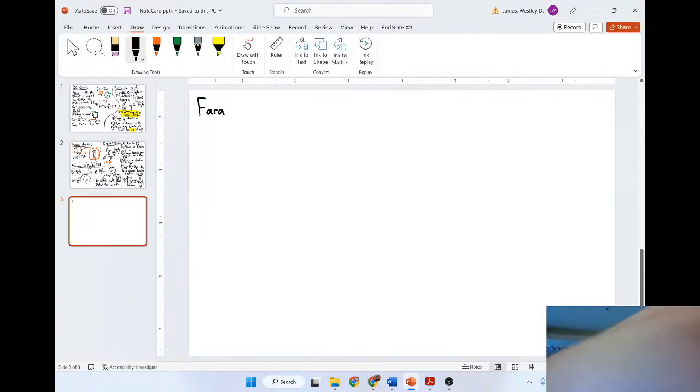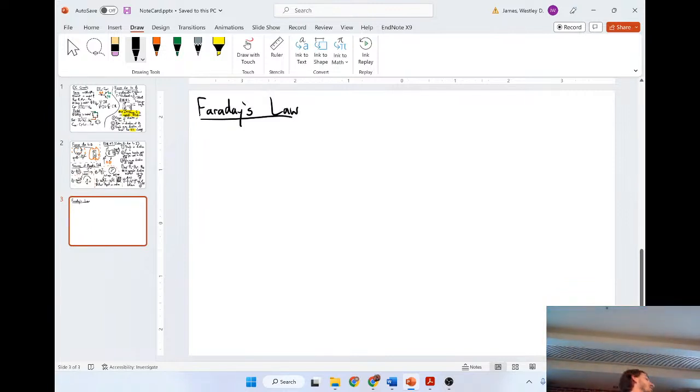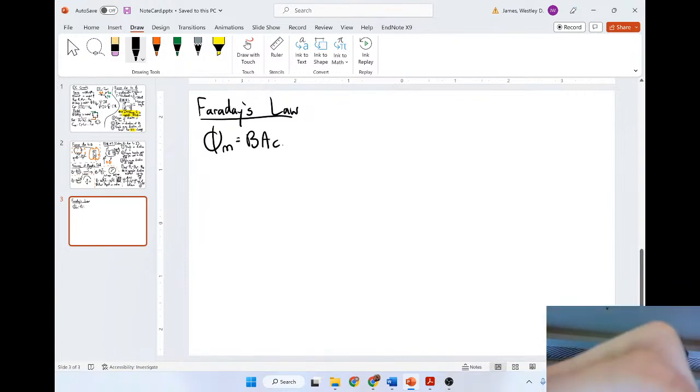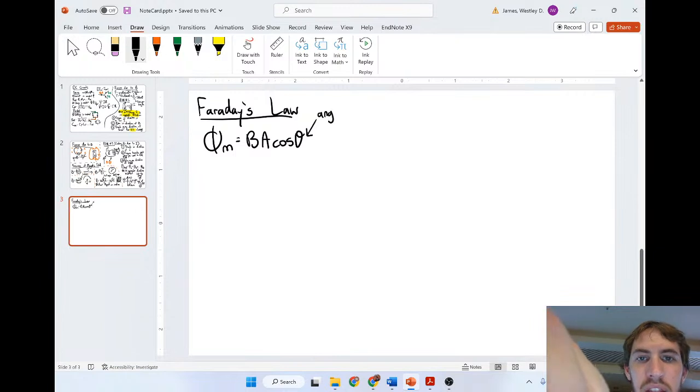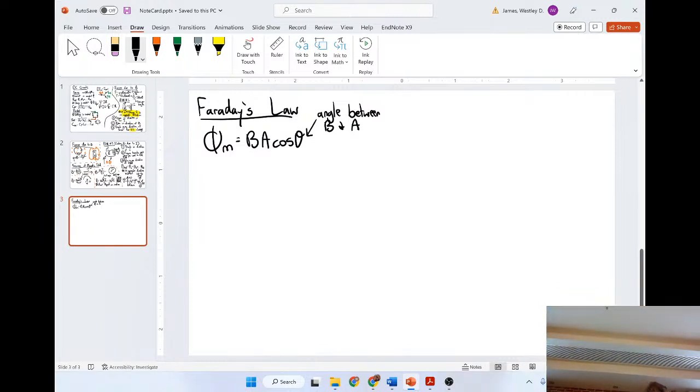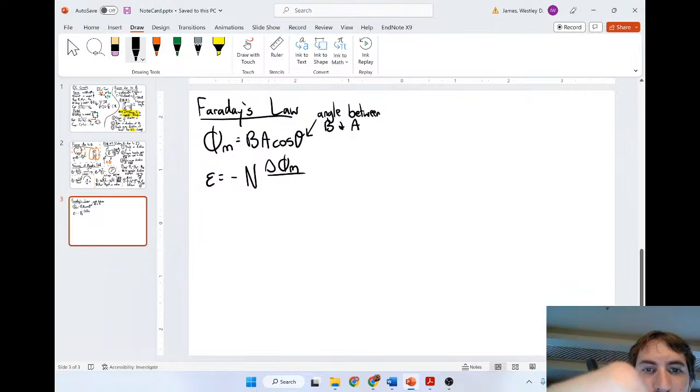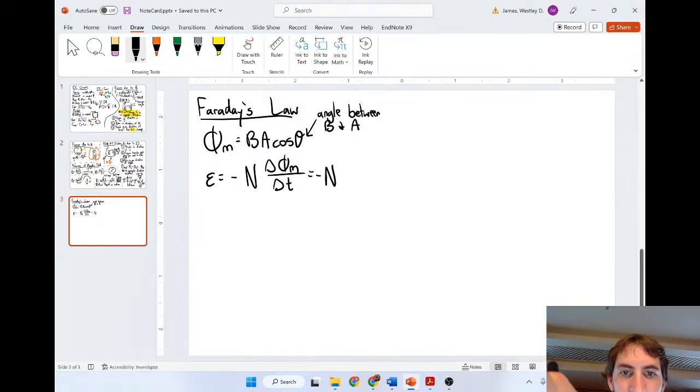So, Faraday's law, last section. Faraday's law says you generate a voltage, we call it an EMF, if you have a changing flux. So, we first introduced the idea of flux, we've seen this before, BA cosine theta. Theta is the angle between B and A. A is the area vector. And then we said we get a voltage, which is equal to negative N, if we have a bunch of loops, times the change in magnetic flux over the change in time. And to kind of just shove that equation in there, the change in BA cosine theta over the change in time.